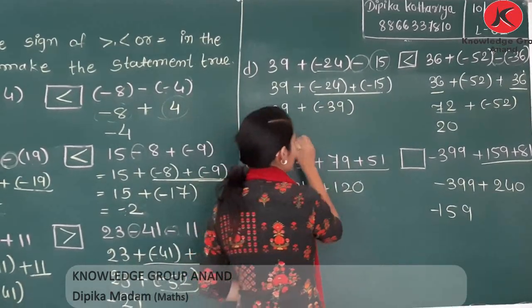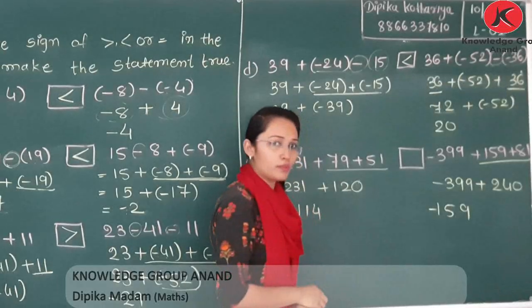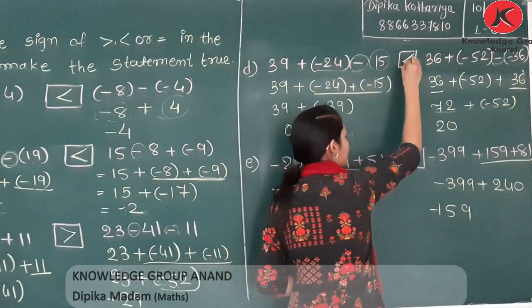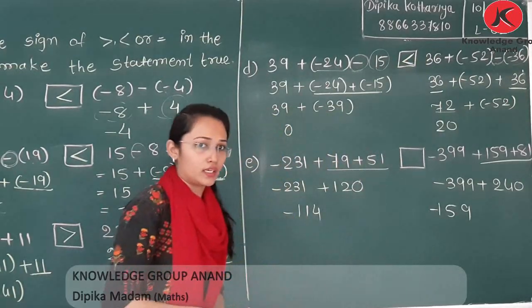Now comparison, 0 and 20. Which one will be greater? Obviously 20 is greater, so there is a less than sign in the bracket.